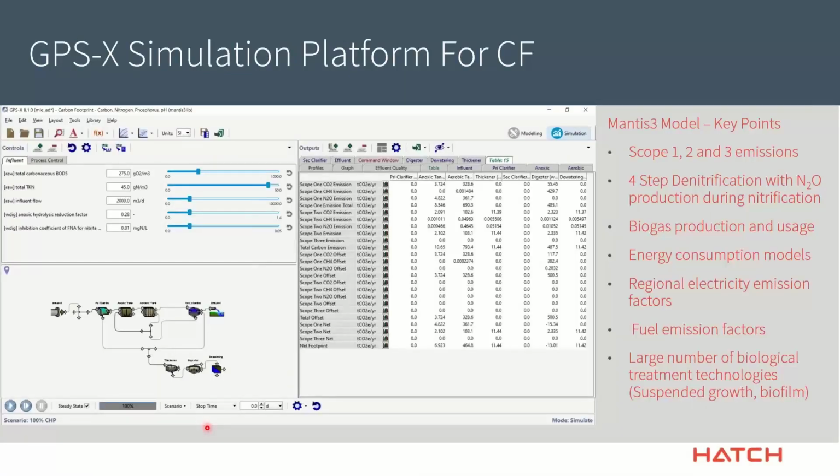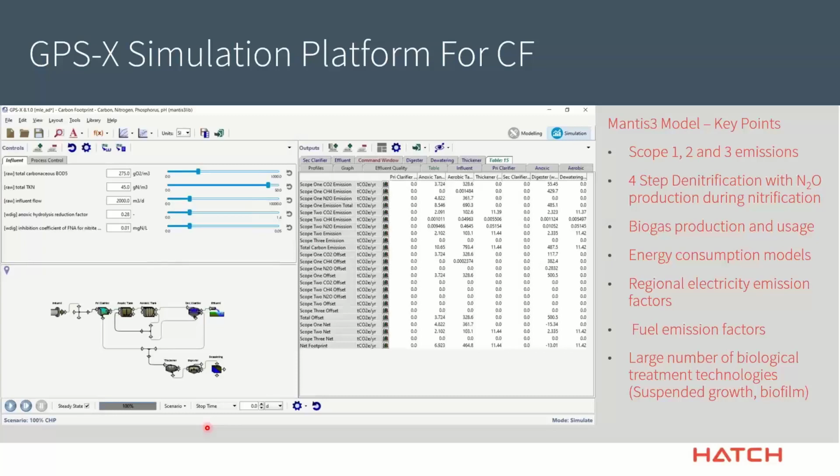So I'm going to now get into a little bit about what we have in GPSX, just to give you an idea how you can use GPSX to model the greenhouse gas emissions for a given wastewater treatment plant. We developed this greenhouse gas model, which is implemented in GPSX, quite a while ago, actually, and it has been there for quite some time, and it is a standard feature. It's a standard library that comes along with GPSX that you could use for this particular purpose.